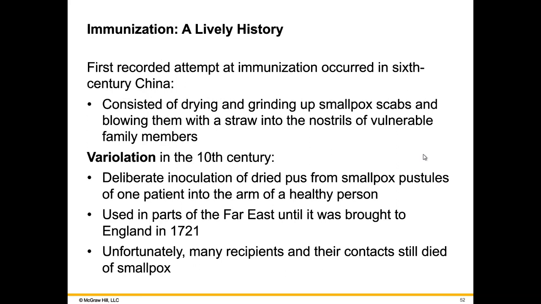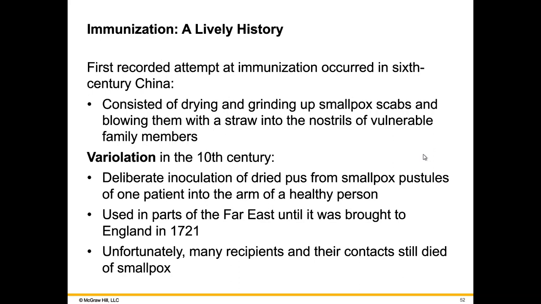They have a pretty interesting history. The first recorded attempt of immunization occurred in the 6th century in China. And what they did was they dried up and ground smallpox scabs, and then they would blow them with a straw into the nostrils of family members that were vulnerable to the infection. Lovely.